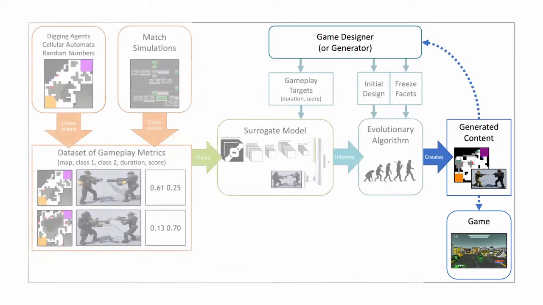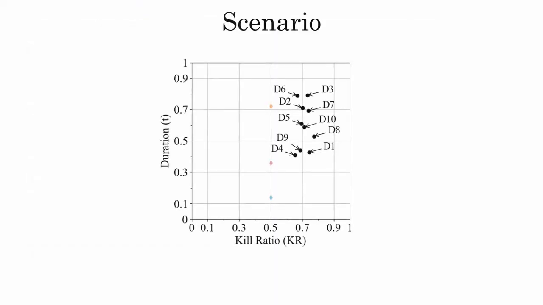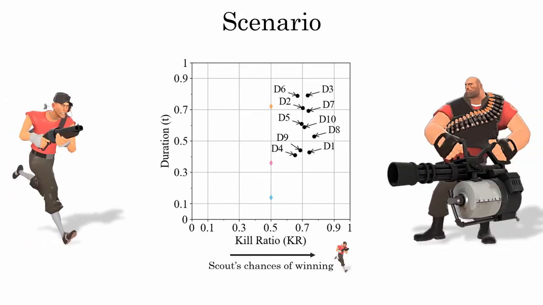Okay, so how do we use this? Consider the following scenario. We have a match between two of the classes from Team Fortress 2, the highly mobile but fragile Scout and the slow but durable Heavy. D1 to D10 indicate the results of playtests on different maps in terms of duration and score balance. The Scout has a slight advantage in terms of score, and the games are medium to long.